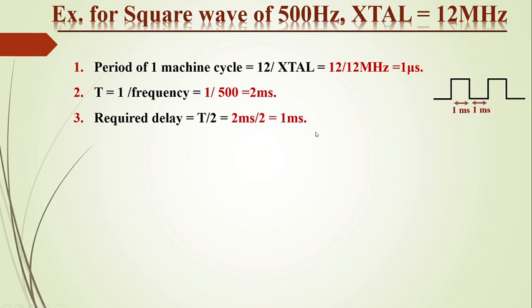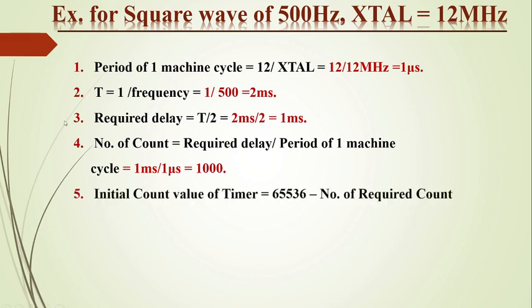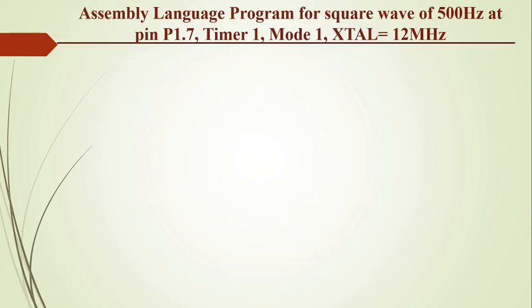Now the next step is the number of counts. Required delay divided by the period of one machine cycle, we get the count 1000, and to find the initial count value of the timer, we have to subtract this count from the maximum count. So we get the same value, that is FC18H, and we are moving the value FCH into THx and the lower 8 bits, 18H, into TLx.